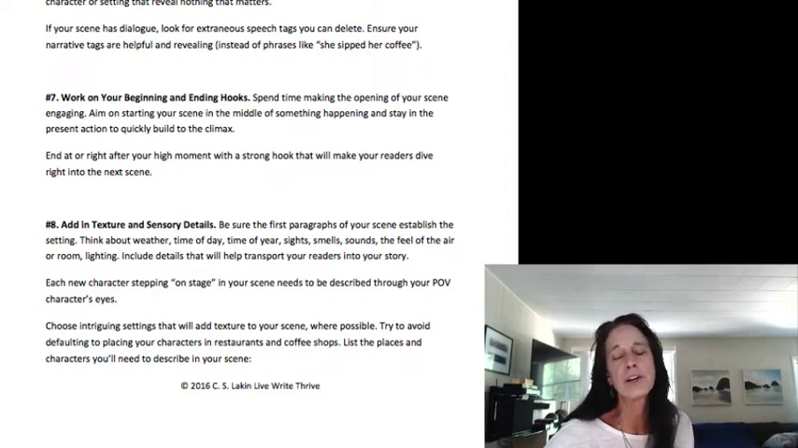Basically, you want to include these details that are going to transport your reader into your story, and that's by using sensory details. So choose intriguing settings that will add texture to your scene where possible. Try to avoid defaulting to coffee shops and restaurants. I can't tell you how many boring restaurant and coffee shop scenes I have read. I just want to gag myself with a Starbucks cup.